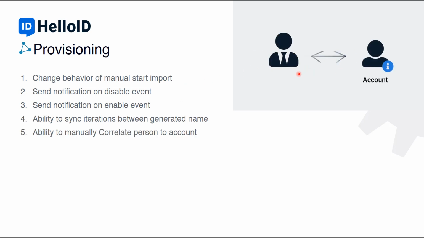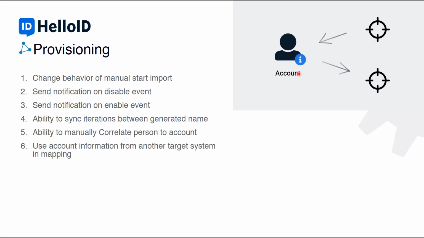You can also manually correlate. You could already correlate. You could do the correlation report, and it shows the correlated accounts that could not be matched between persons and the accounts in, for example, the Active Directory. And now you have the option to select 2 accounts and to link them together.